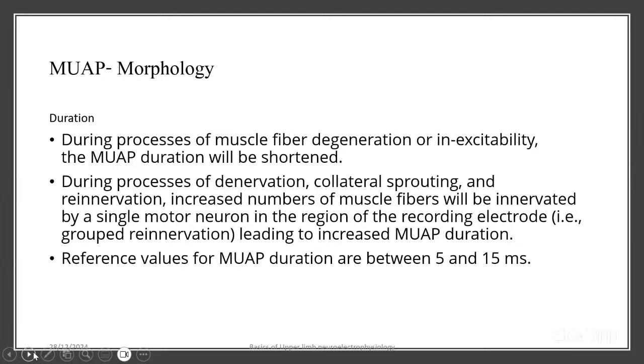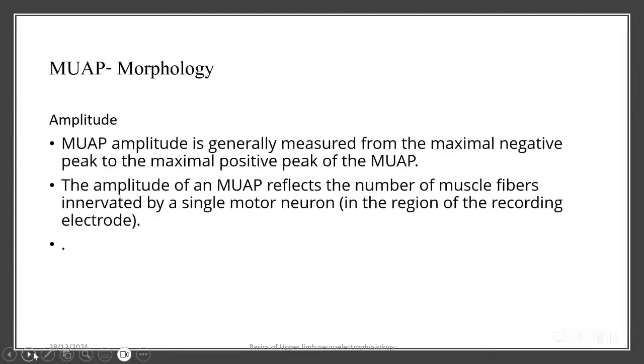In myopathies, it is short. During the process of denervation, collateral sprouting occurs and reinnervation happens. Increased numbers of muscle fibers will be innervated by a single motor neuron in the region of the electrode, leading to an increased MUAP duration. So MUAP durations are usually between 5 and 15 milliseconds, as I mentioned earlier.